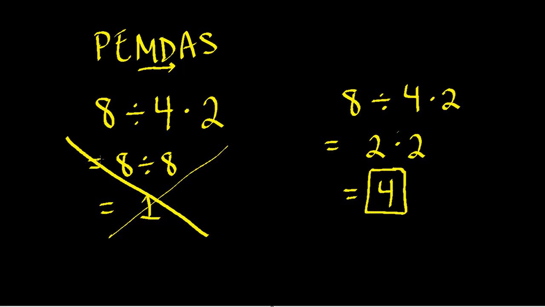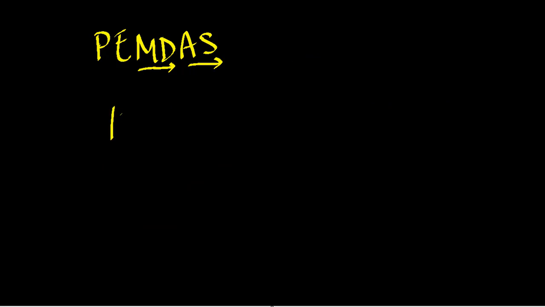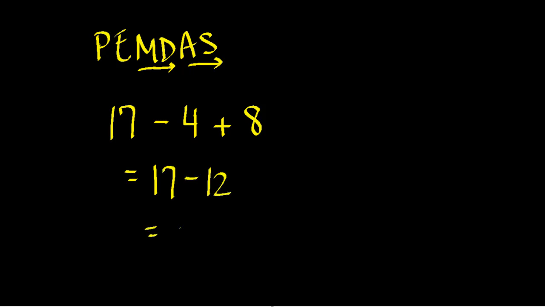Okay? And the same is true for addition and subtraction. Addition and subtraction should be performed left to right at the same step. So let me show you an example for that. Let's take the example 17 minus 4 plus 8. If we thought that we were supposed to add 4 plus 8 together first, we would get 17 minus 12, which of course is 5, and that is incorrect.